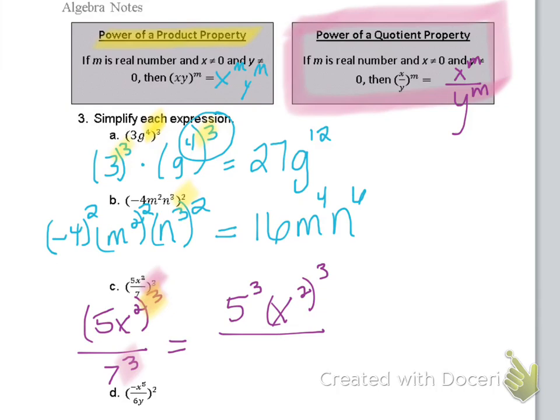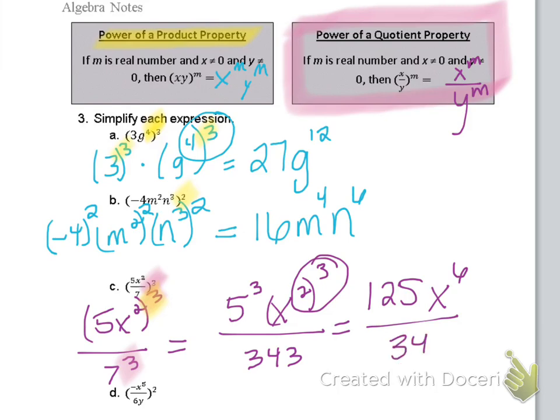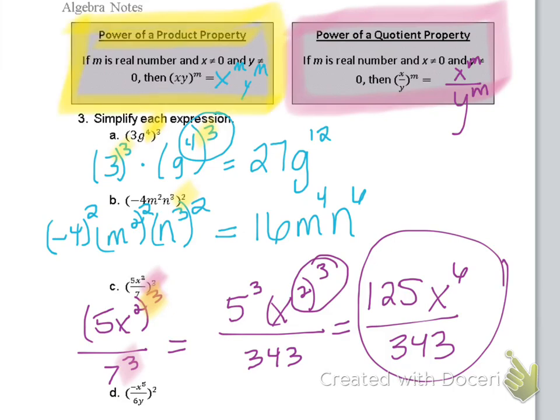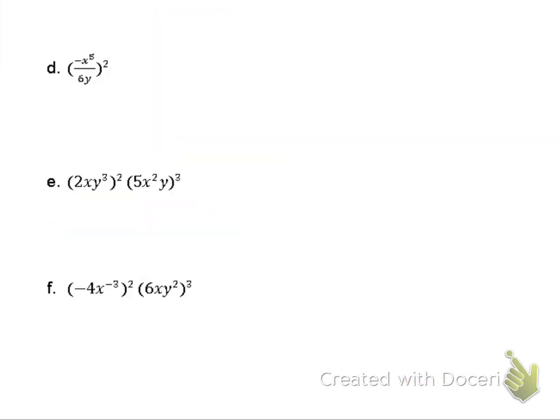and 7 times 7 is 49, times 7 is 343. Okay, and then on the top we have 5 cubed, so 5 times 5 is 25 times 5 is 125. And then we have x squared cubed, which would be 2 times 3, so x to the 6th power. And then we still have the 343 in the bottom. So that's our final answer for that one. Okay, moving on to the next example for D. I'm going to move to a new page here.